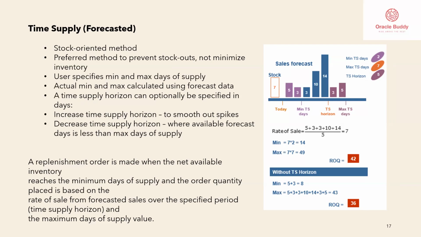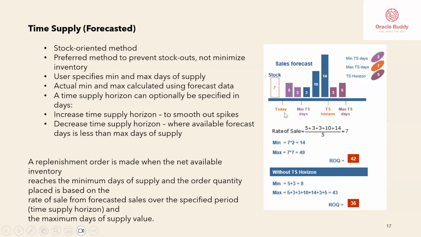A replenishment order is made when the net available inventory reaches the minimum days of supply, and the order quantity placed is based on the rate of sale from forecasted sales over the specified period. So here, if you can see, current stock is 7. Minimum TS days are these, TS horizon is this one, and TS max days are these. So rate of sale will be 5 plus 3 plus 3 plus 10 plus 14 divided by 5, that is 7. So minimum will be 7 into 2, 14 units, and maximum will be 7 into 7, 49.